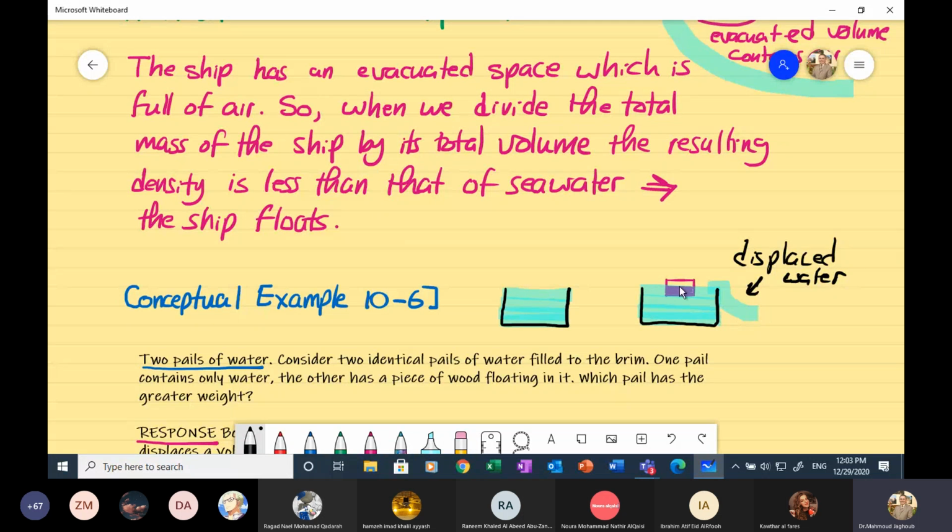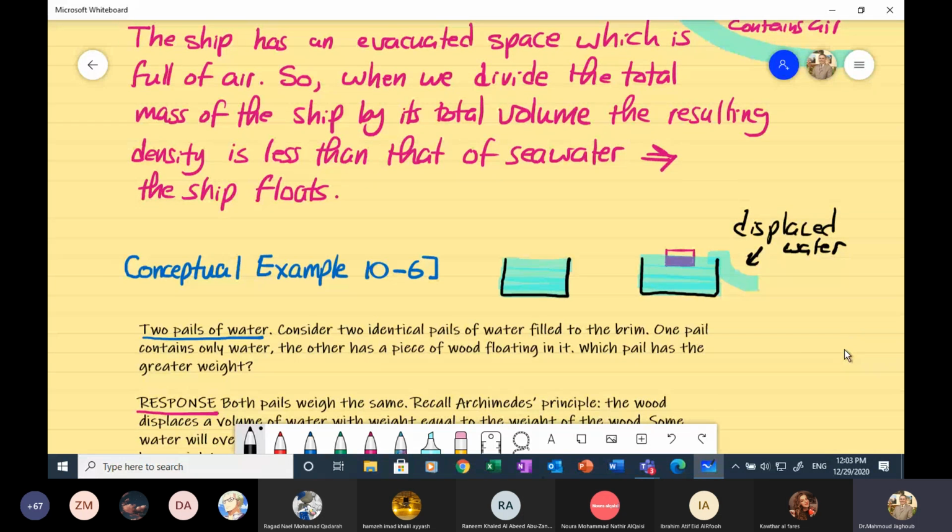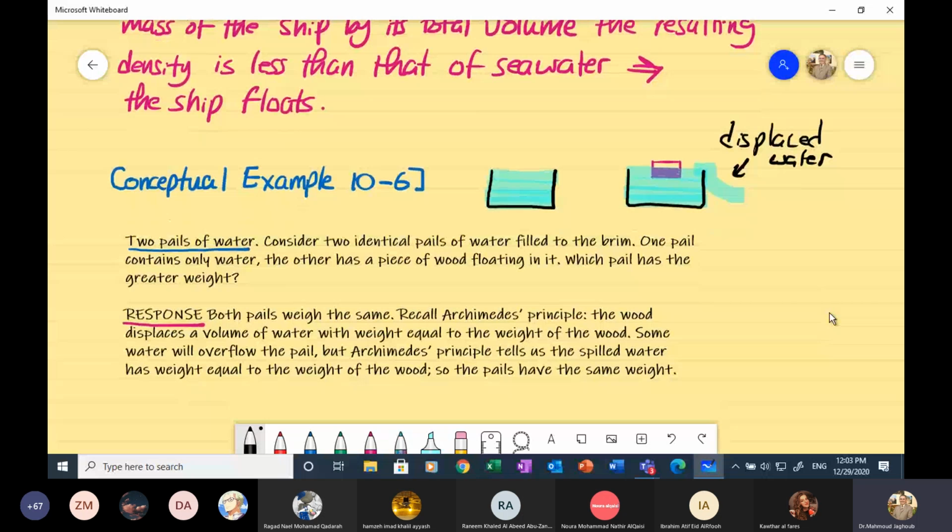And so the weight of this container after the water spills out will be the same as the weight of this container. So both containers will have what? The same weight. Very simply because, I will repeat this for the last time, this object will displace a weight of water equal to its own weight, as simple as that. If it is 200 newtons, it will displace 200 newtons of water out. If it is 300 newtons, it will displace 300 newtons out. So you added 300 and you lost 300, there is no change. So both pails will have the same weight.